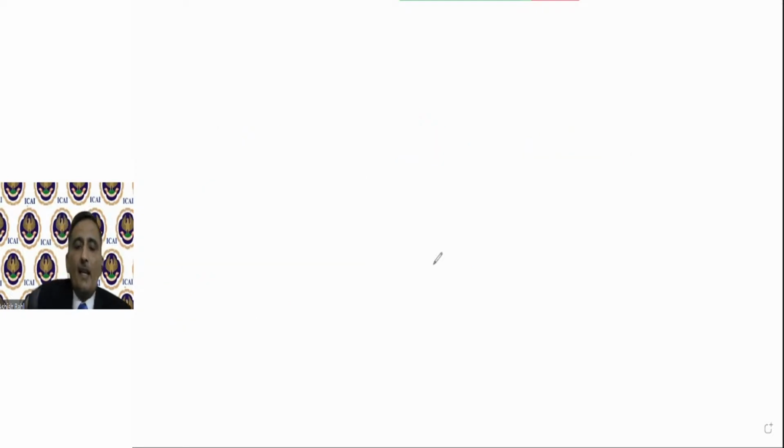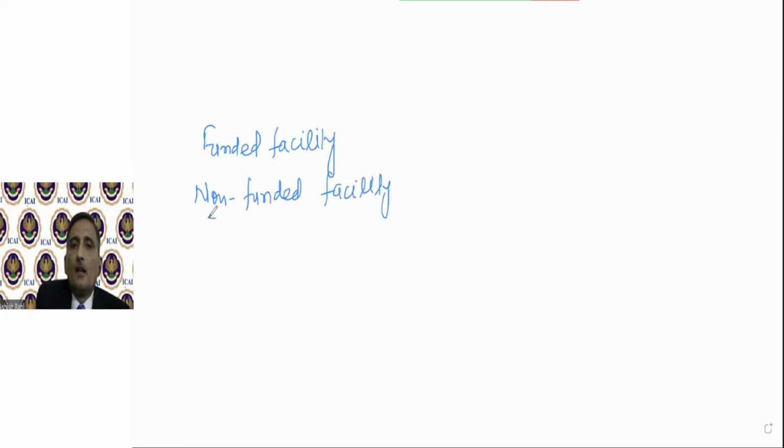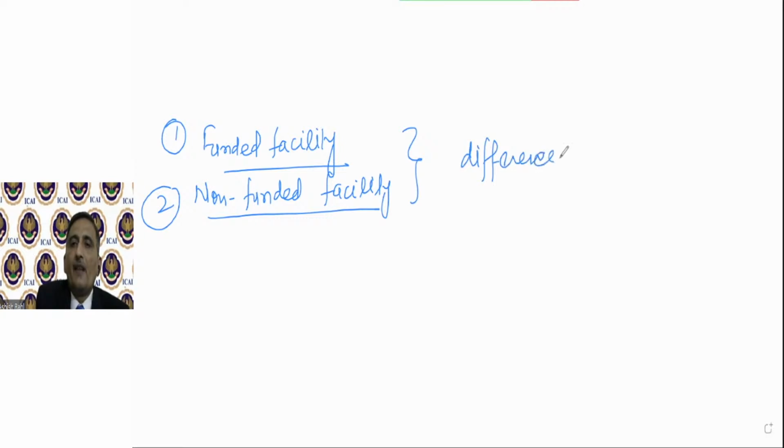So one term is, guys, funded facility, and another term is non-funded facility. Now, what is the meaning of these two terms and what is the difference between funded facility and non-funded facility?